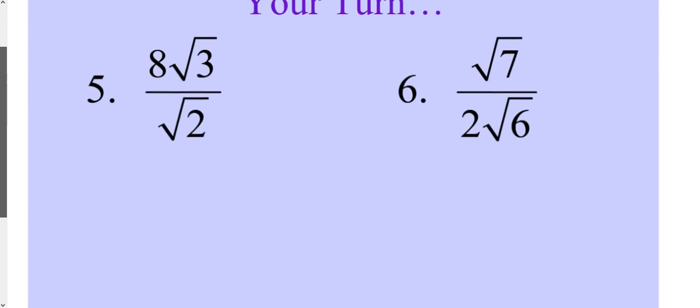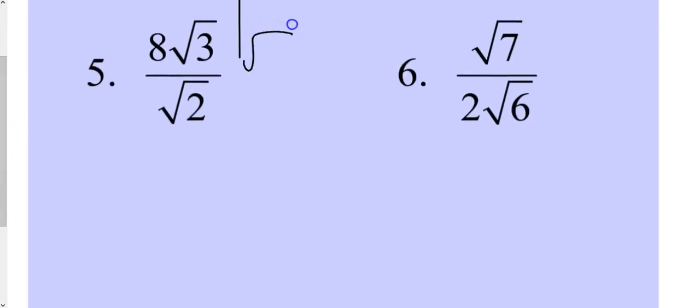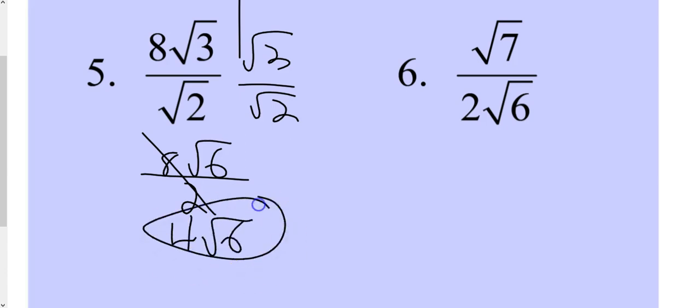All right, so I'm going to multiply here by radical 2 over radical 2. The h just stays. I get radical 6, 3 times 2. And at the bottom, radical 2 times radical 2 is radical 4, which is just 2. But I need to simplify here my outside numbers. 2 goes into 8 4 times, and there's my radical 6 finished.